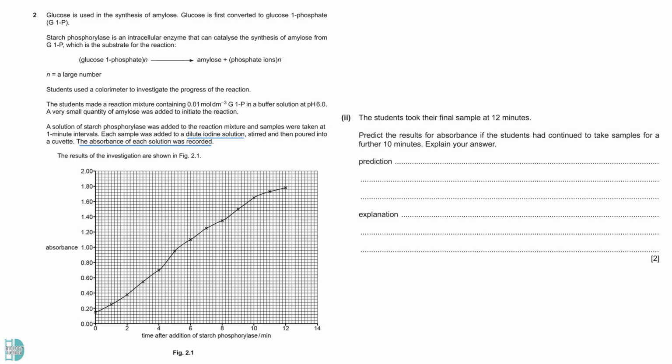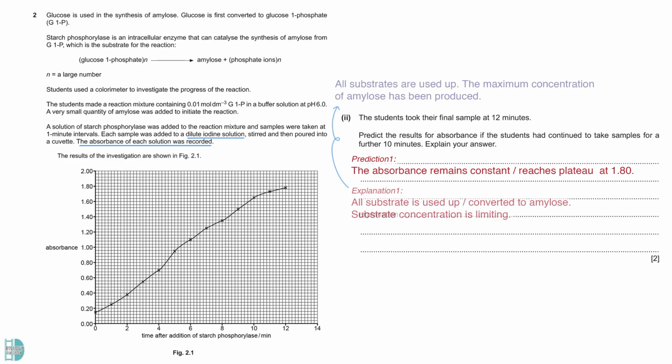2. Predict the results for absorbance if the students continue to take samples for a further 10 minutes. There are two possibilities. First, the absorbance remains constant. The graph levels off at 1.8. This is because all substrates are used up. The maximum concentration of amylose has been produced. In other words, the substrate concentration limits the reaction. It may also be due to the limit of the colorimeter at around 2.0.